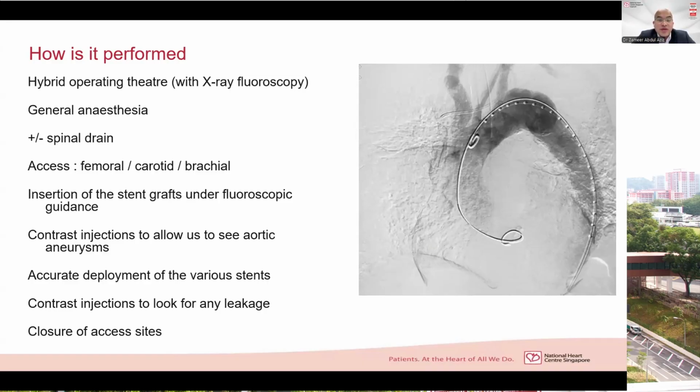When we say access, we mean where do we insert the stents from? As you know, this is a form of endovascular treatment, so it's non-surgical. We don't normally have to cut down. We normally try and insert from either the arteries in your leg or in the hand, or sometimes even in the neck. We do insert these stents under guidance of the X-rays. We have to use contrast in these situations, which allows us to see where the blood is flowing and to make sure we deploy it properly and accurately. And then at the end of it, once everything is deployed, we also have to use the contrast to check there's no leakage and that it is a good result. And after that, we have to close the access site, so close the sites from which we've inserted the stent.